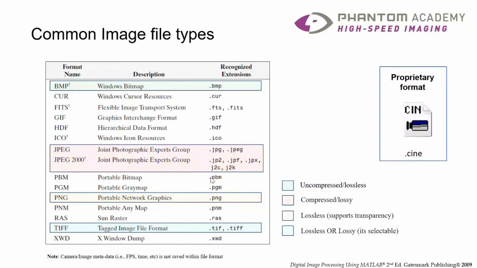So there are a lot of different file types out there that we're aware of. We've all heard of, for example, JPEGs. You may have heard of BMPs, PNGs, TIFFs, and so on.